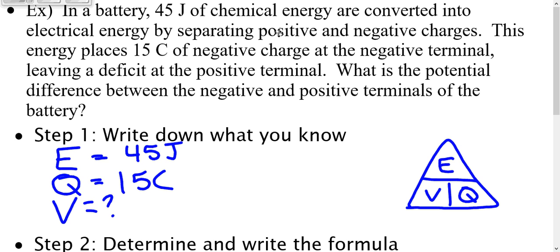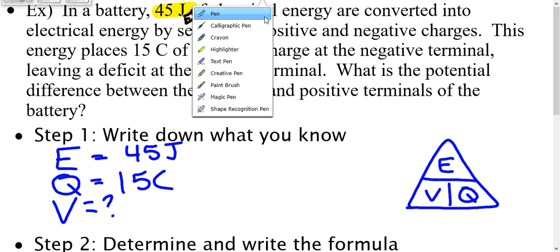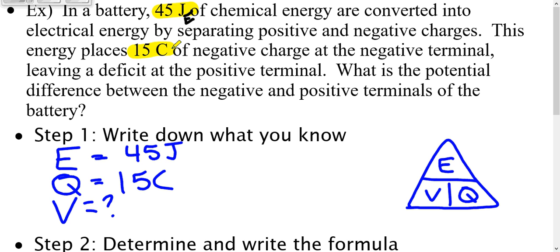So, for example, in a battery, 45 joules. So joules is a measure of energy if we read farther. So 45 joules of, here's one of my symbols, I need to match that up. It's going to be energy, are converted into electric energy by separating positive and negative charges. This energy places 15 coulombs. Okay, so there's my second number and unit. So if I look up C, I'll notice that it's a measure of charge, and the symbol for charge is Q.